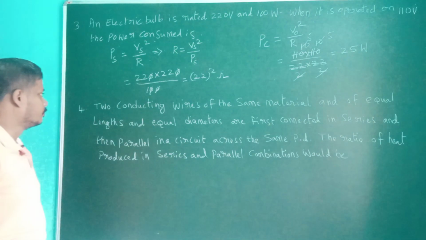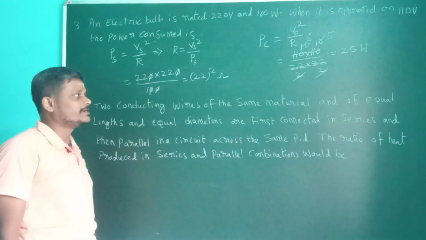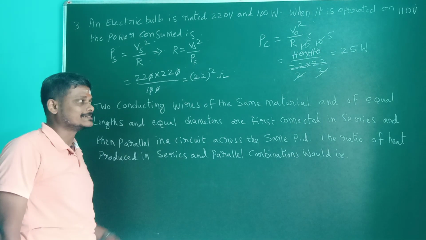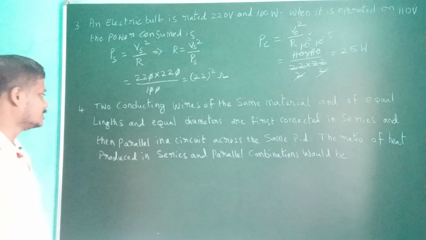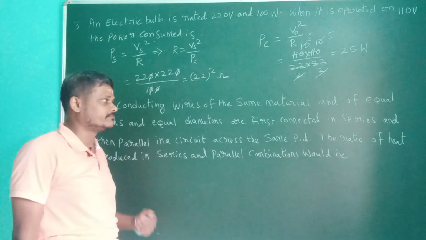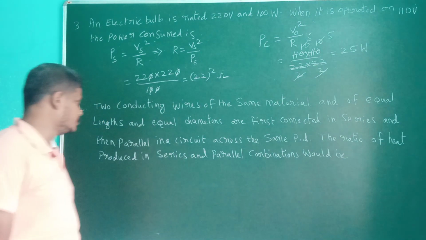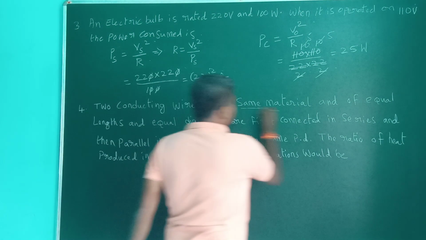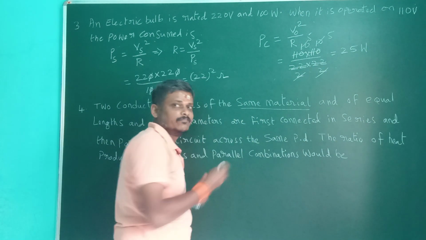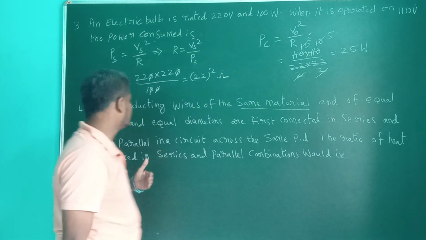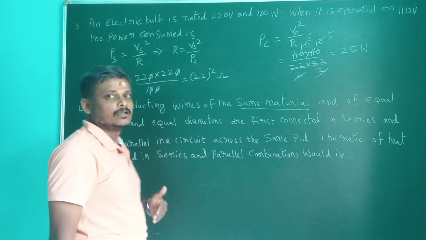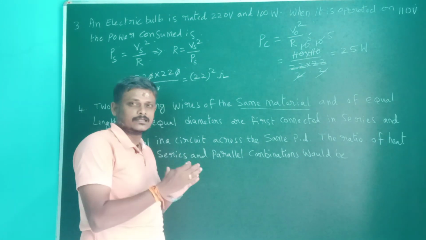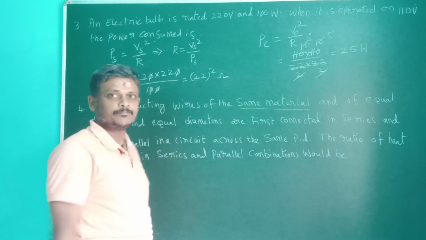Next question number 4. Two conducting wires of the same material and of equal lengths and equal diameters are first connected in series and then parallel in a circuit across the same potential difference. The ratio of heat produced in series and parallel combinations would be? Same material means resistivity will be same, and equal lengths and equal diameters means they have indirectly given that the resistances of the wires are same.